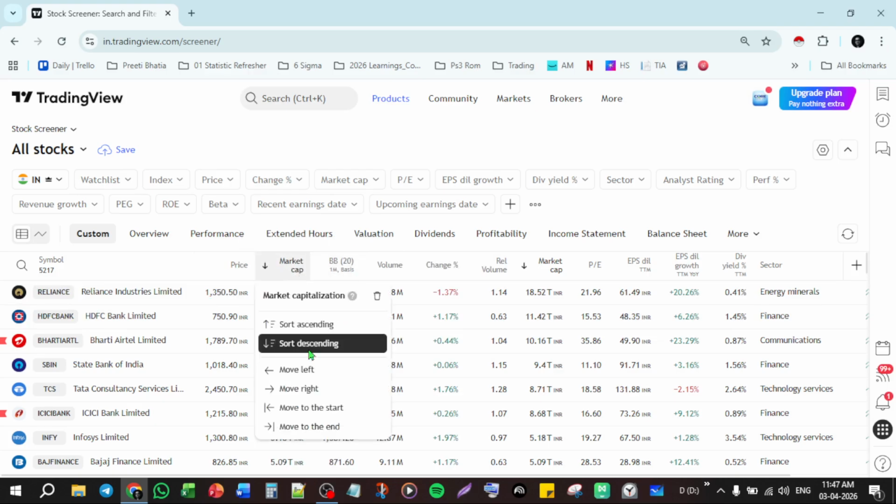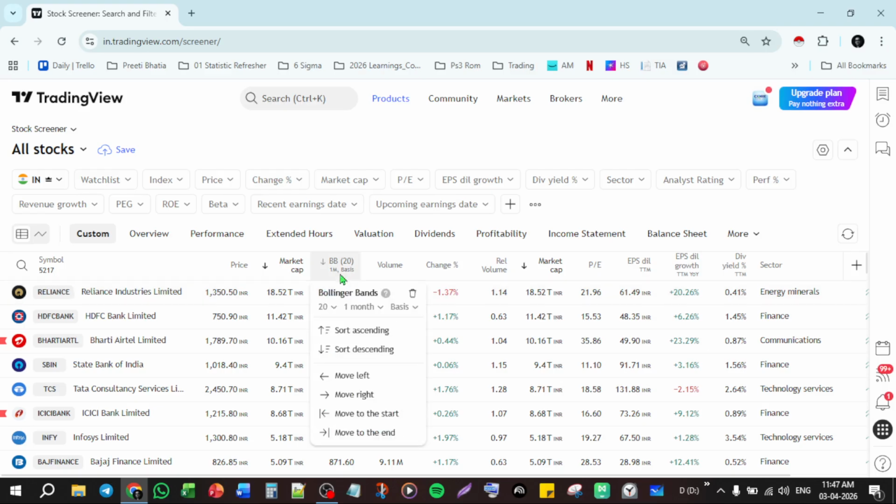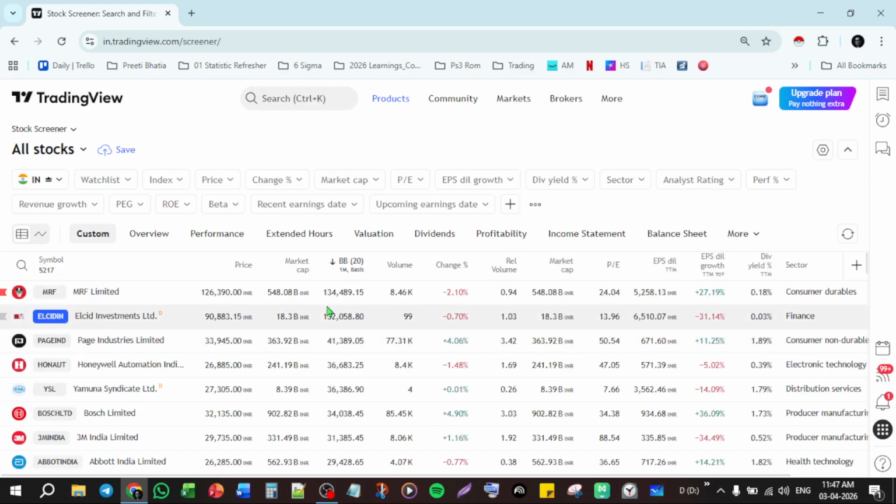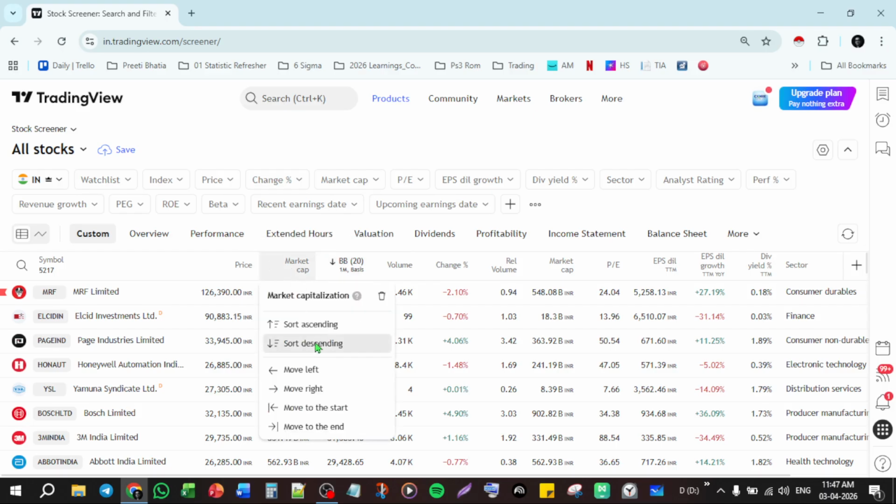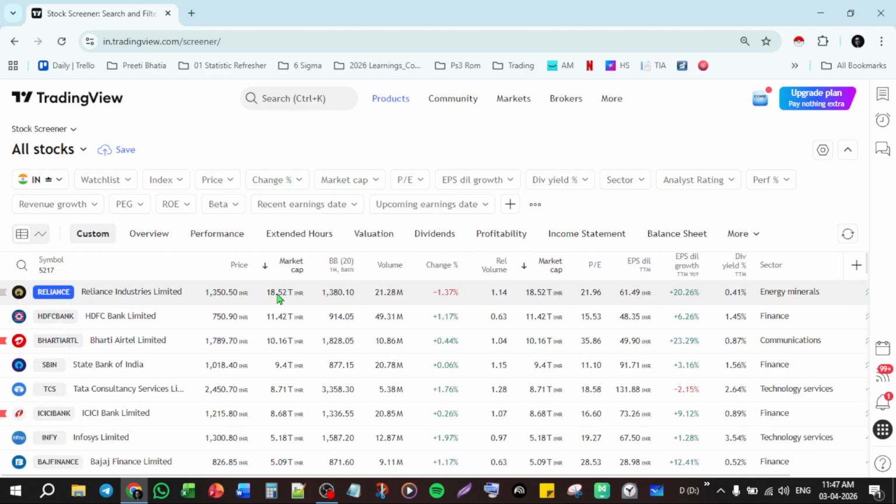So here I'm saying descending, give me this. Now see, market cap is changing because the focus is here. So at a time you can only have one. Now I click here and I can read this very well. Reliance Industries at this price, market cap is 18 trillion, but the 1 month Bollinger is saying 1380. So the price is lower than the 1 month Bollinger midline. This is how you read it.